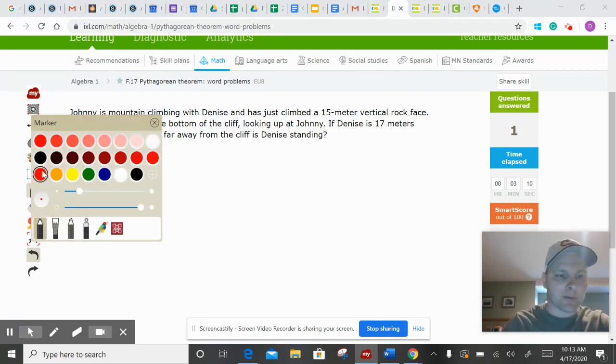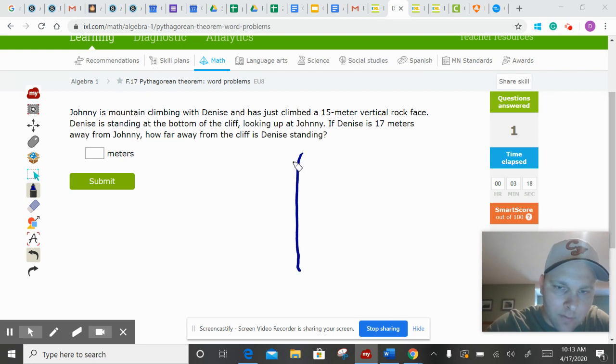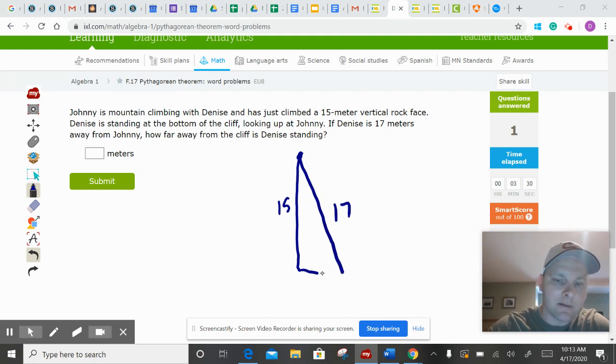Okay, so again, we got to be able to picture this here. We got Denise and Johnny. So Johnny's at the top. He has climbed a 15-meter cliff, vertical, so straight up and down. Denise is at the bottom, and Denise is 17 meters away. We want to know how far away from the cliff is Denise standing.